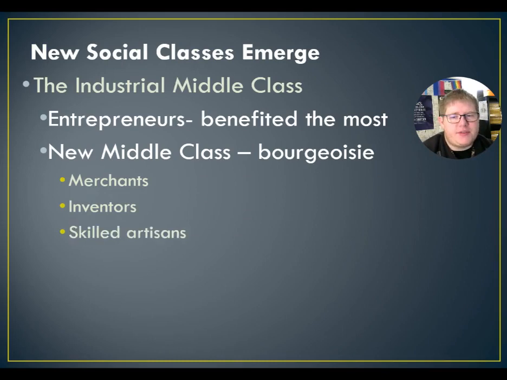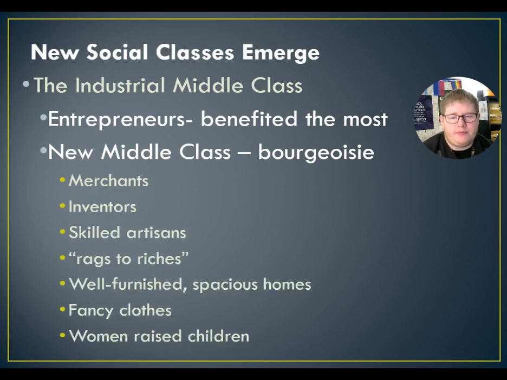Now, we even see a new social class begin to emerge. These entrepreneurs benefited the most, and a new middle class known as the bourgeoisie begins to emerge in England. We've kind of talked about the bourgeoisie a little bit, if you remember last chapter from the French Revolution. This was made up of merchants, inventors, skilled artisans, really these true rags to riches stories.